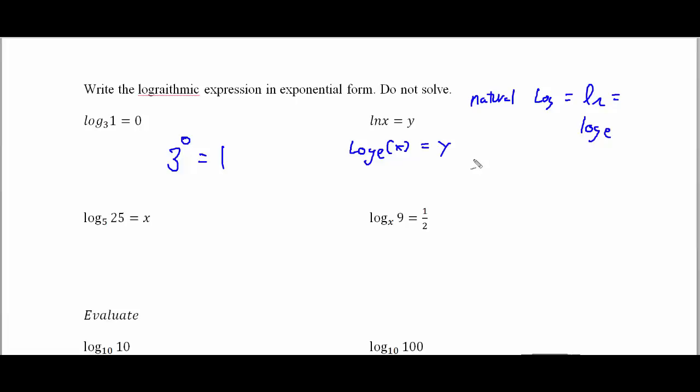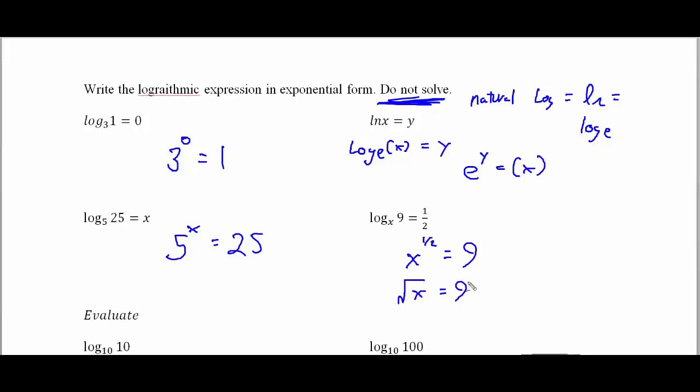So if I was to write this as an exponential form, my base is e, my power is going to be y, and my result is x. Down here, my base is 5, my power is x, and my result is 25. And now it says do not solve, so I don't have to show that that's a 2. Here, my base is x, my power is 1/2, and my answer is 9. And this is another reminder, since we're looking at older options, the x to the 1/2 power is the same thing as square root of x is equal to 9.